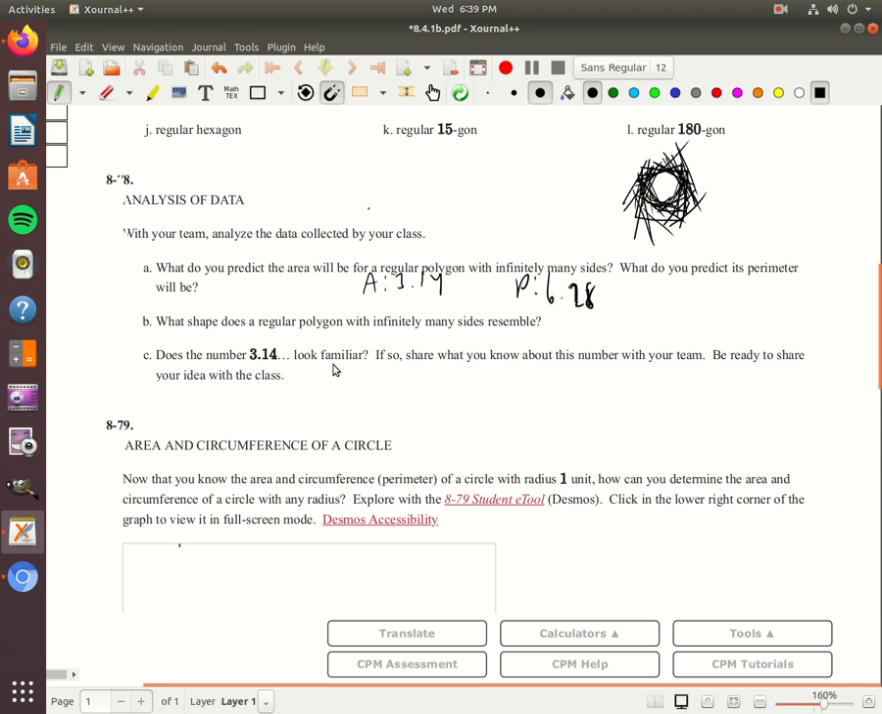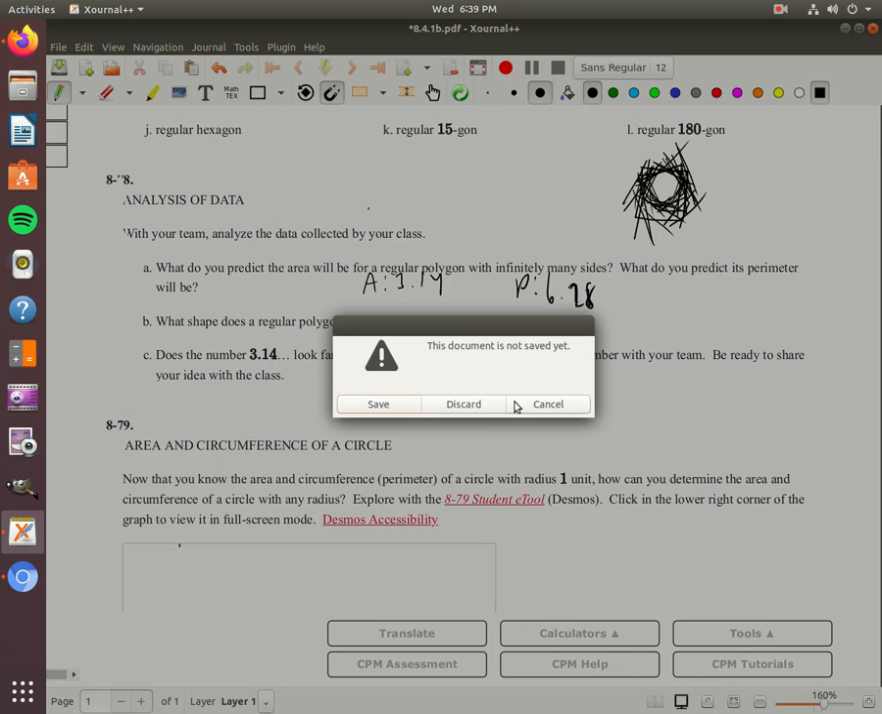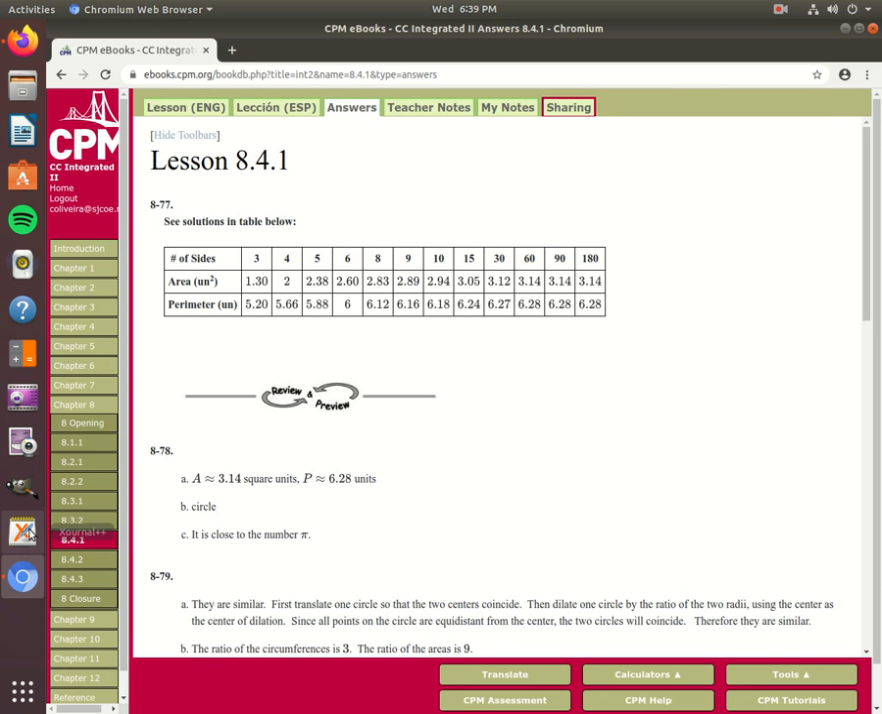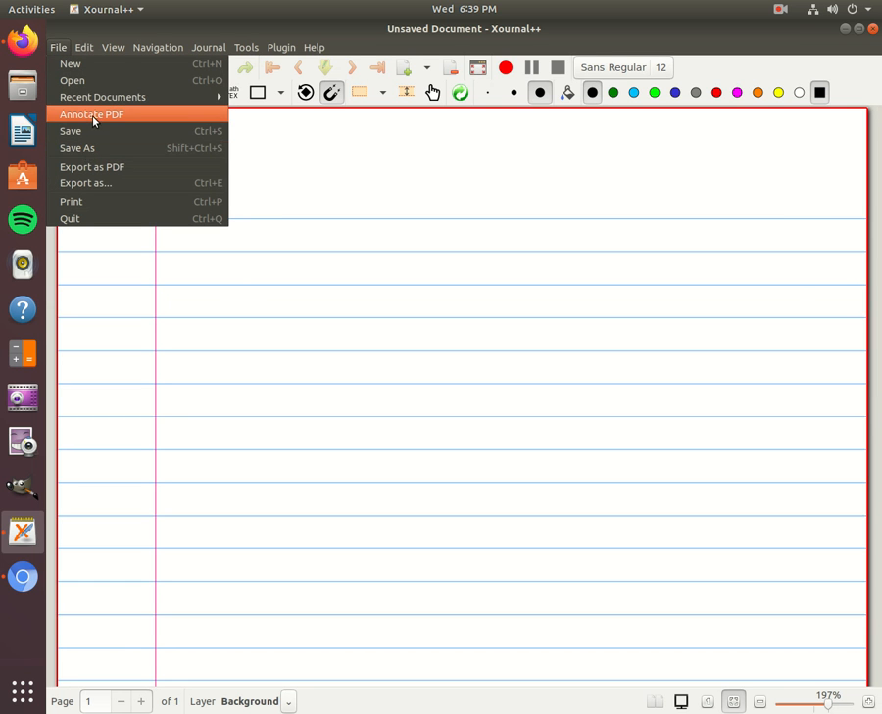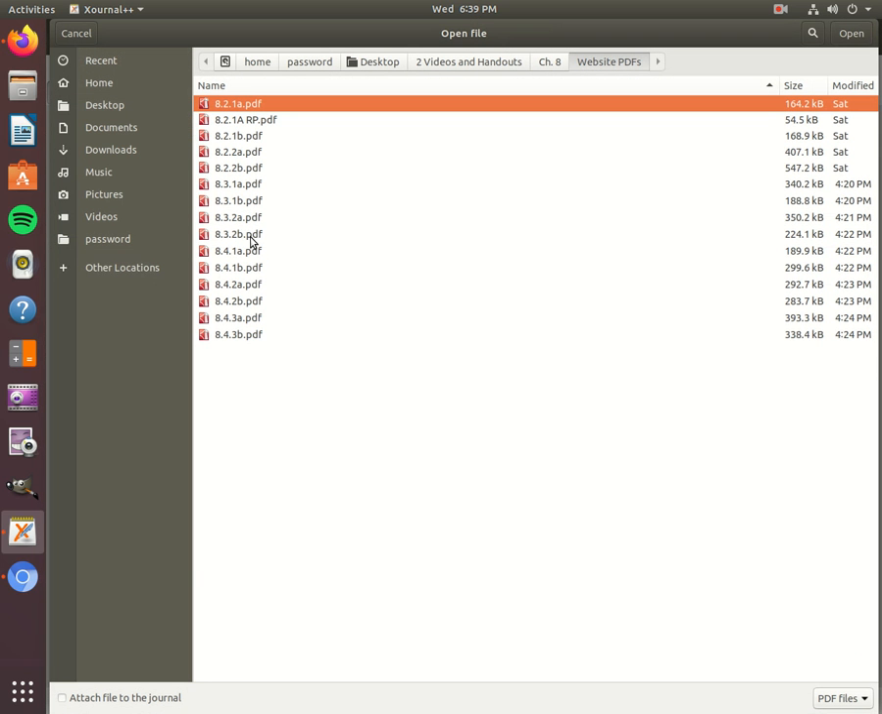So does the number 3.14 look familiar? Yeah, I think it's pi. 3.14, whatever. So pretty interesting stuff. Like I said, I really like this chapter. Hopefully you guys are okay with it so far if you're following along. I will discard that. I will reopen this. And I will go to part B.